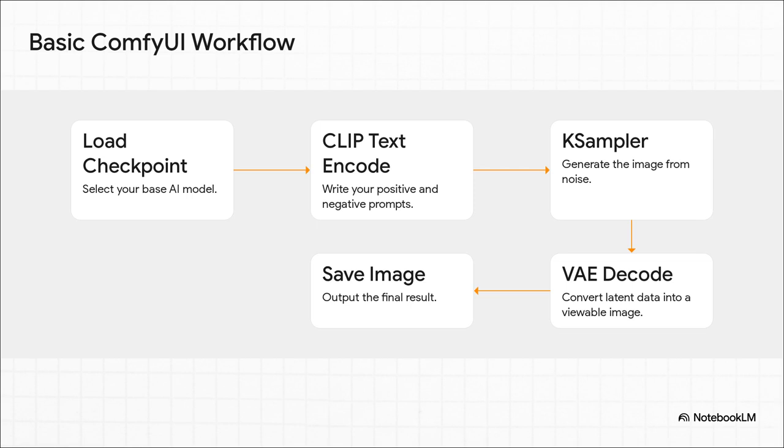The K-sampler node, that's the real engine here. It takes all your instructions and generates the raw image data from pure noise. And finally, the VAE decode node is like the darkroom. It develops that raw data into a picture you can actually look at. The whole thing is this super transparent step-by-step assembly line for making art.